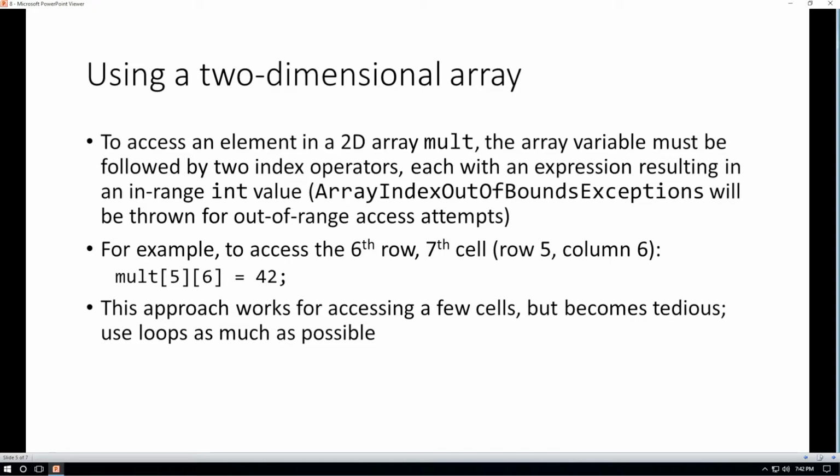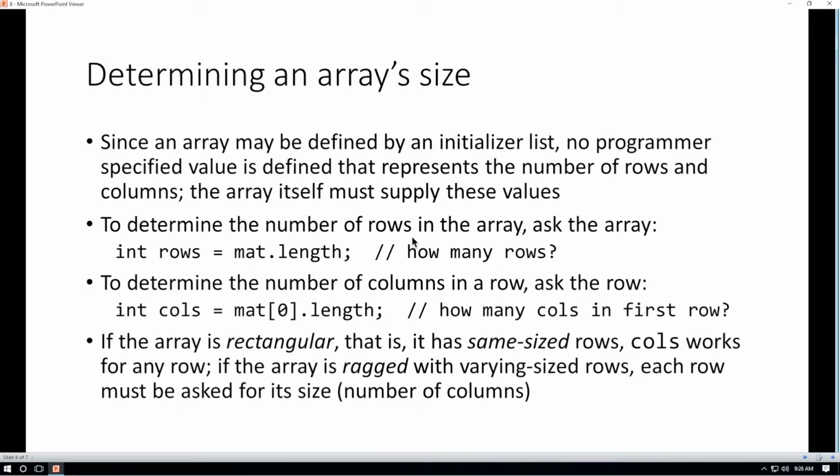This approach works, but it becomes tedious. In so much as is possible, use loops to index over the two-dimensional array and do the access. If an array is specified by using an initializer list, then the programmer has not come up with a value to define the number of rows or columns. Therefore, to find out, we have to ask the array. In fact, this is the best technique you can use even if the programmer did specify the number of rows and columns. Ask the array how many rows it has. That's done by saying array name dot length. That says how many rows do you have.